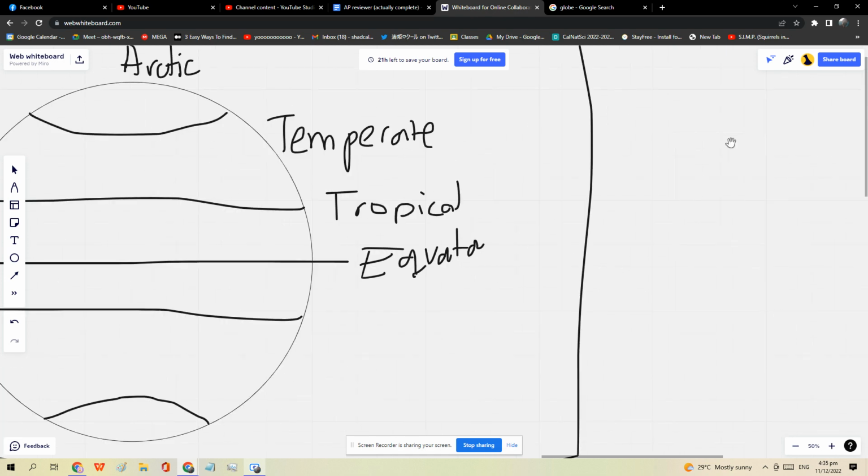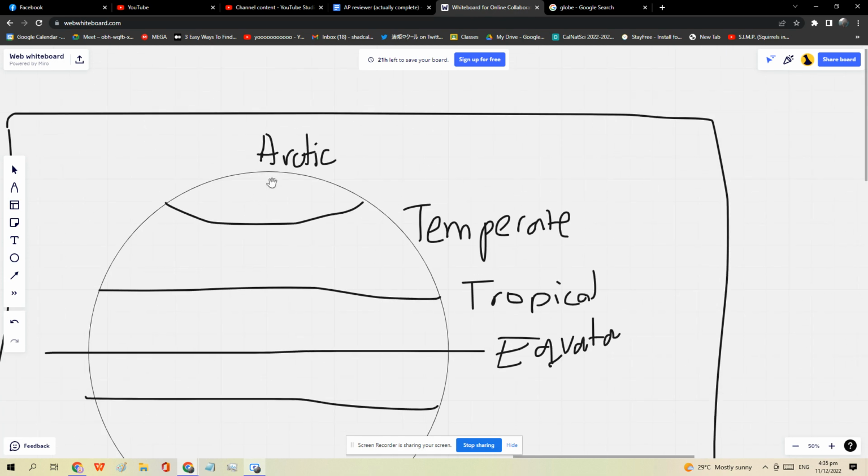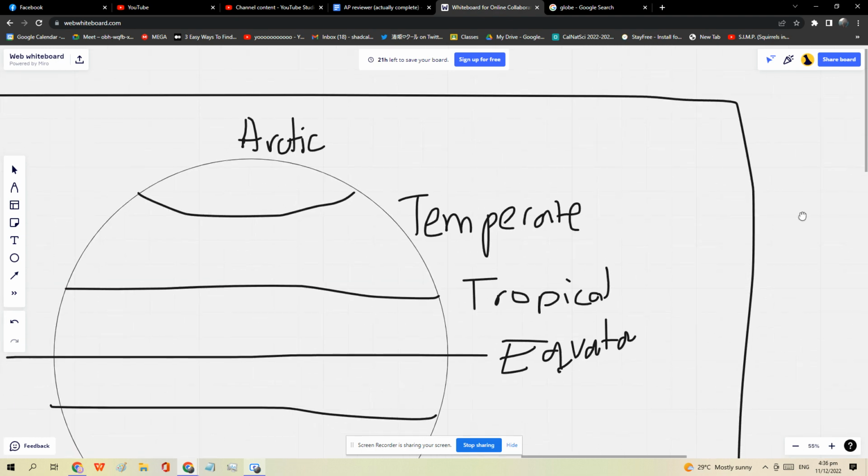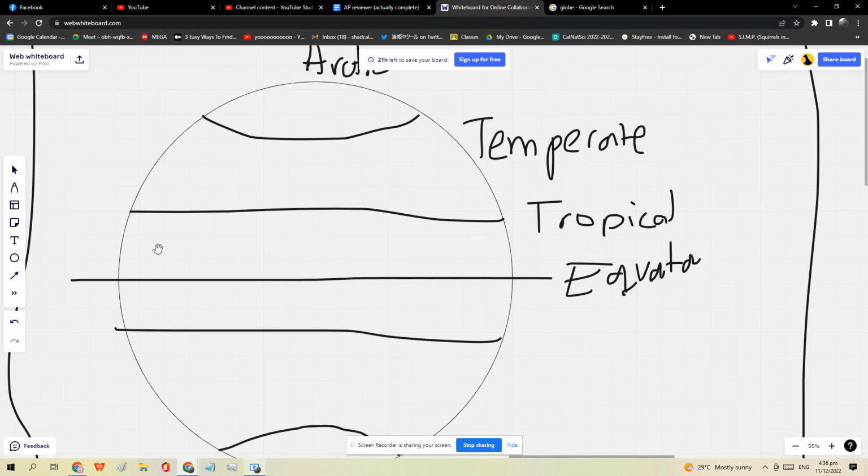So here's the deal. The Arctic is at the top because they receive minimal sunlight, like the Andes and stuff. Yeah, and it's full of snow because they receive minimal sunlight. And then the temperate region is basically the place where it's not too hot, it's not too cold. They have snow, and at the same time they have summer.